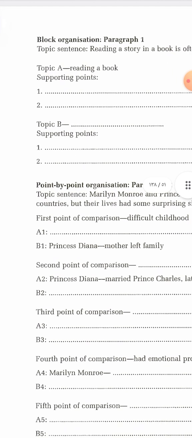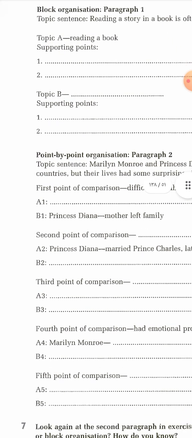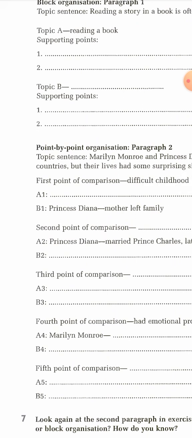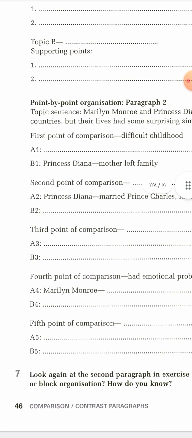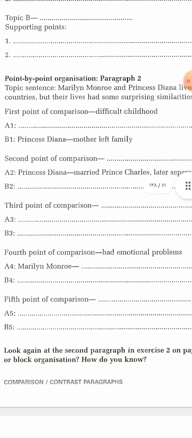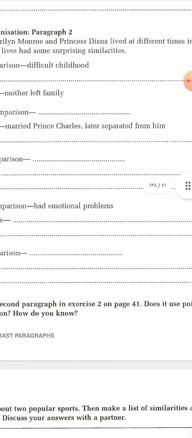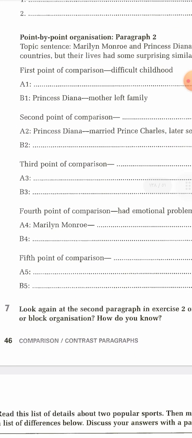And then you go to paragraph 2, which is point by point organization. Paragraph 1, the first point of comparison, difficult childhood. What is the contrast? Princess Diana, mother left family. The second point of comparison, A2, Princess Diana married Prince Charles, later separated from him. This is point 2, so mention point 2B. Third point of comparison, and then fourth point of comparison, and fifth point of comparison.